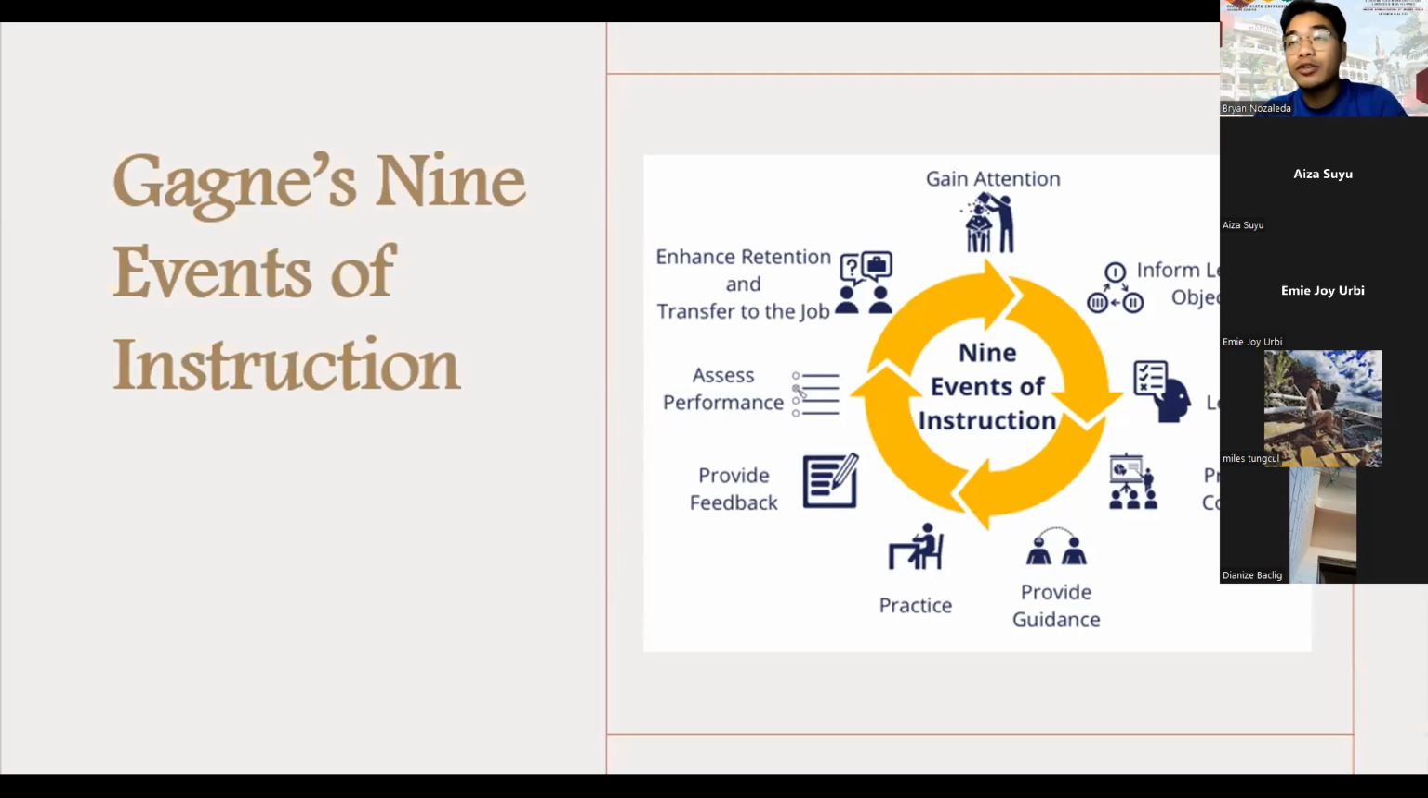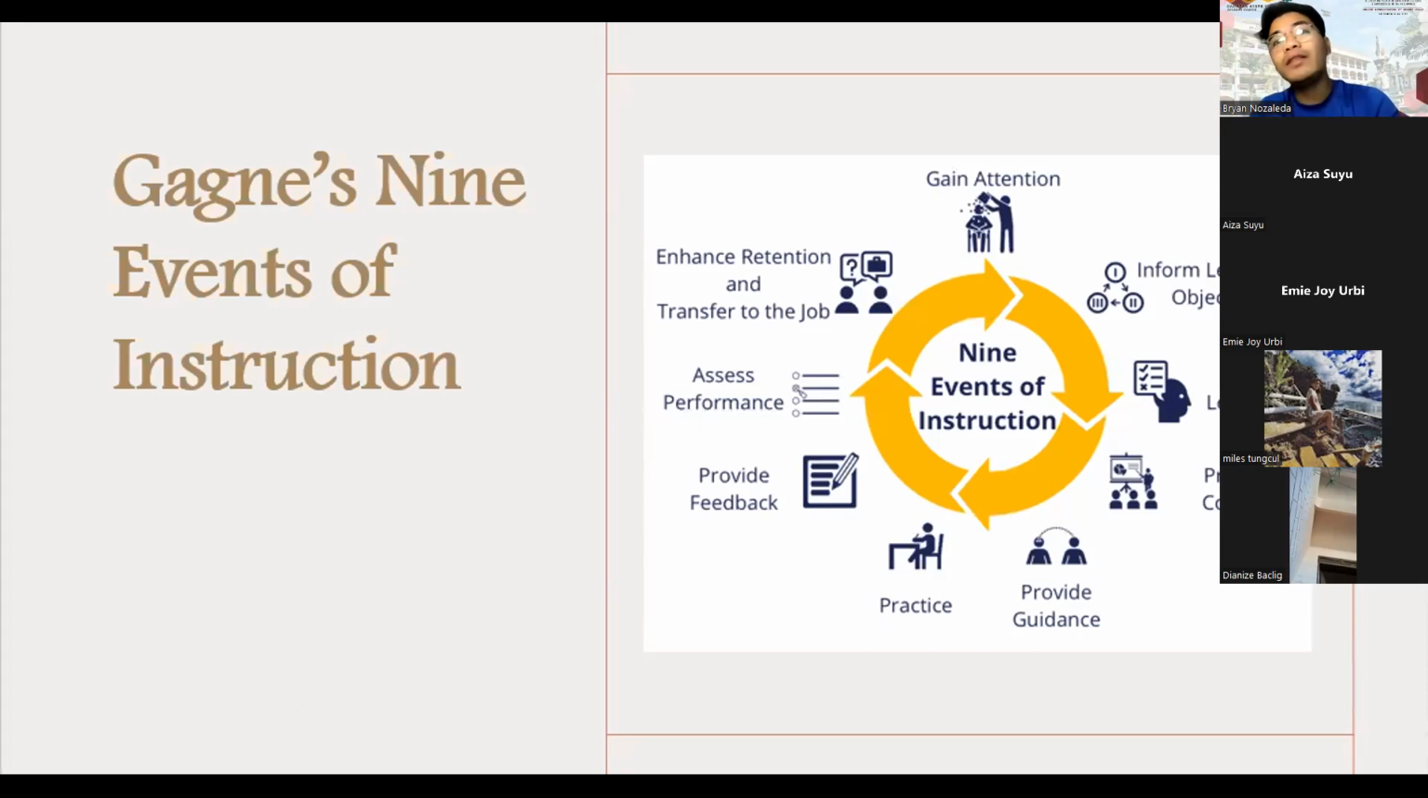Okay? Then you check prior learning. That's the next step. What do they already know about the lesson? This could be a review of the previous lesson, or maybe a trigger question of their schema. So that's what we mean by prior learning.